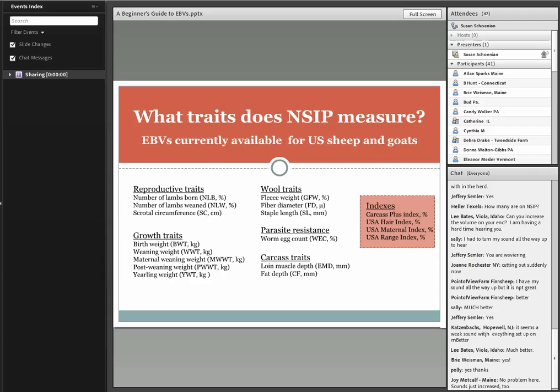We don't have any indexes for meat goats, but that's because we don't have very many meat goat herds participating, but this is something that could be created. And it would probably be different than these in that it'd probably be a combination. We don't have that many meat goat breeds. They're all going to be evaluated together, so it's probably going to be a combination or kind of a dual purpose type index if we had it for meat goats.